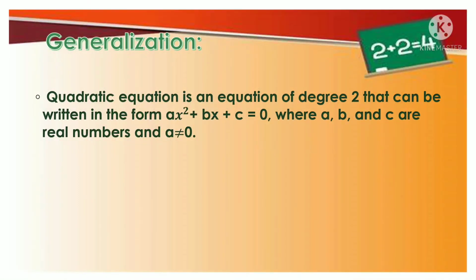So as a generalization of our topic, a quadratic equation is an equation of degree 2 that can be written in the form of ax squared plus bx plus c equals 0, where a, b, and c are real numbers and a is not equal to 0.